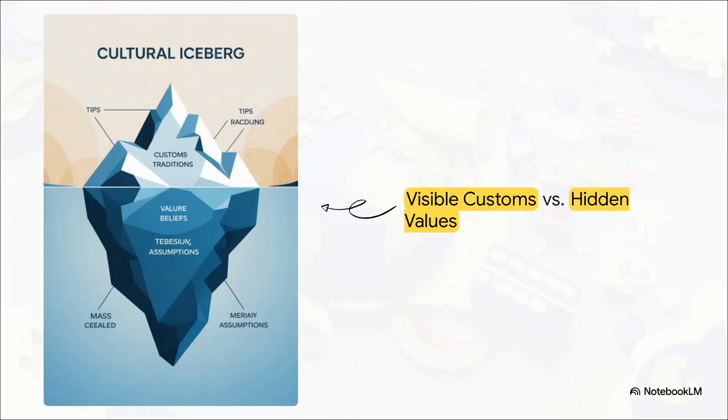Okay, so think about the classic cultural iceberg metaphor. When we think about pervasive British and American stereotypes, we are usually only looking at the very tip of that iceberg, right? We see the visible customs, maybe traditional dress or popular foods, but the vast, vast majority of cultural reality, those deeply held values, beliefs, and unwritten assumptions, well, that lies hidden deep beneath the surface. Our goal today is to dive into those hidden depths.